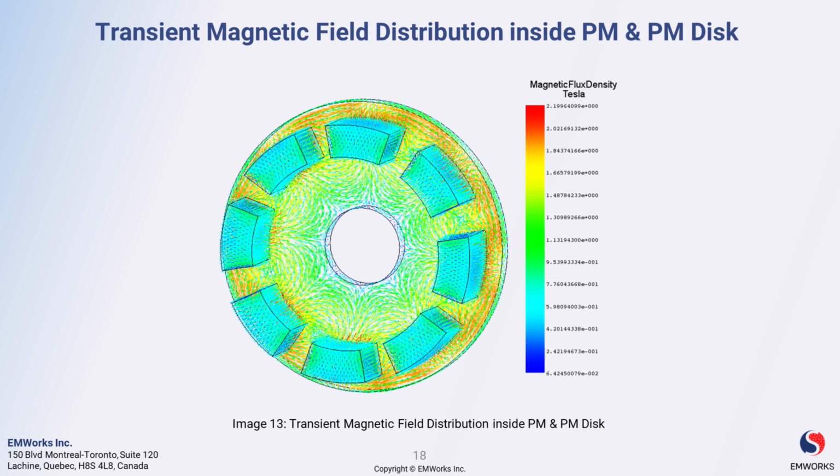So EMWorks Inventor enables detailed visualization and analysis of these transient magnetic field distributions, providing engineers with a powerful tool for identifying potential areas for improvement and optimizing the design for dynamic performance and reliability.